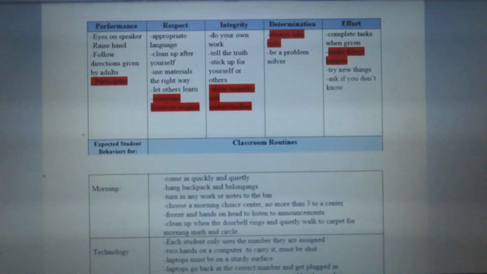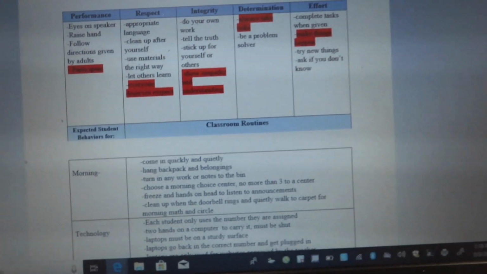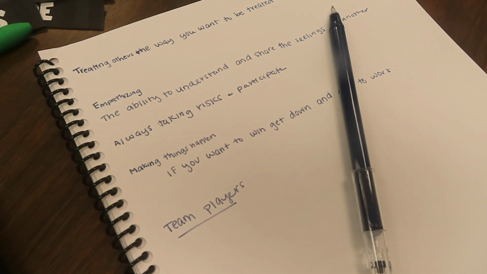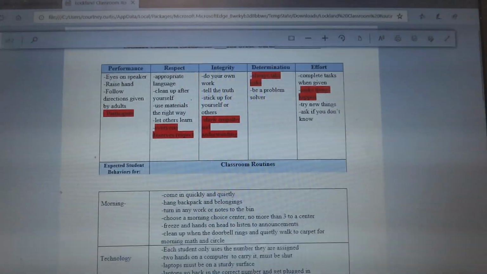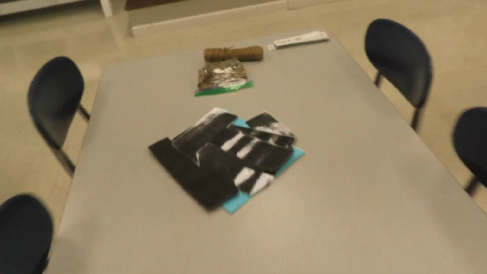And this year I decided I want to do a class acronym that means something to me. So I chose TEAM, and I'm going to spell out team, and then each one will stand for something. So I tried to pick one from each category, and these two are kind of combined into one. But I even printed out the letters already, and I just need to put them up on the wall.